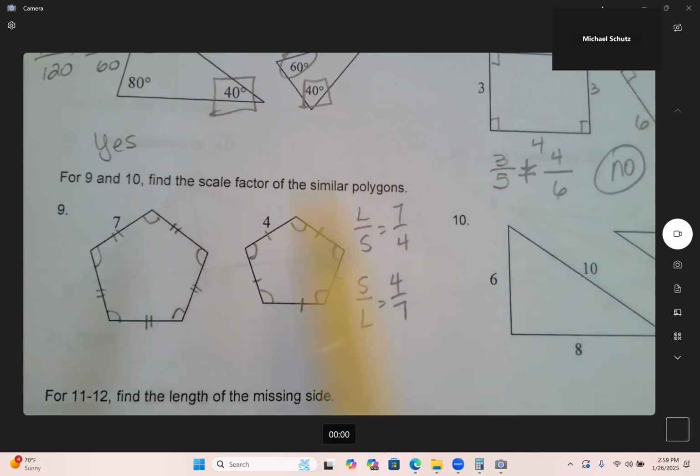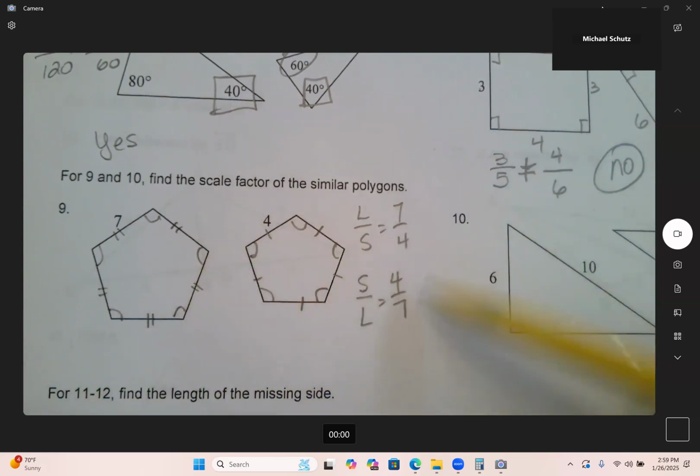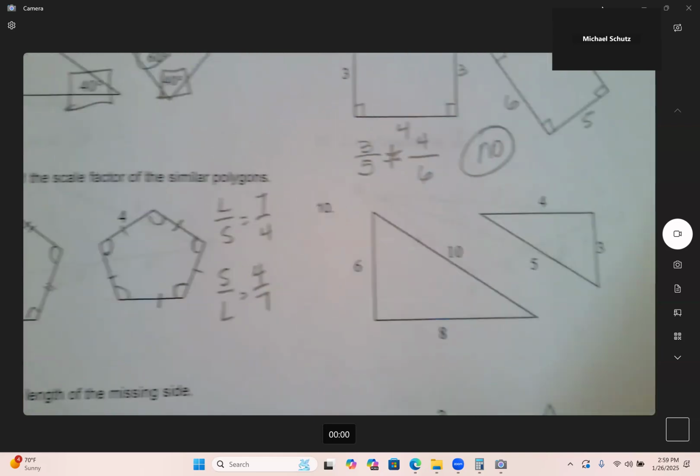They didn't really very specifically say large to small or small to large. So it depends on your test. They will be more clear on that. All right, let's take a look at number 10.